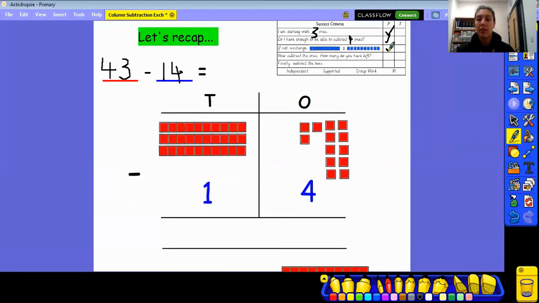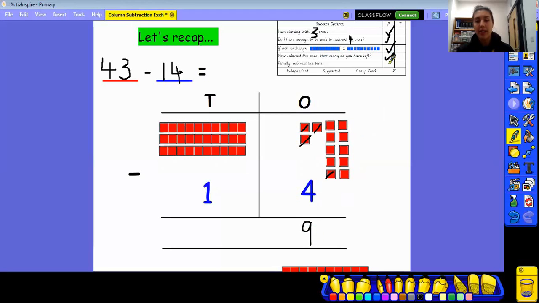Fantastic, well done. So now that I've made my exchange, I don't have 3 ones anymore. I've actually got 13 ones. So I've got plenty to now take away 4. So let's take away those 3 first and take away 1 more. That's right, that leaves me with 9 ones.